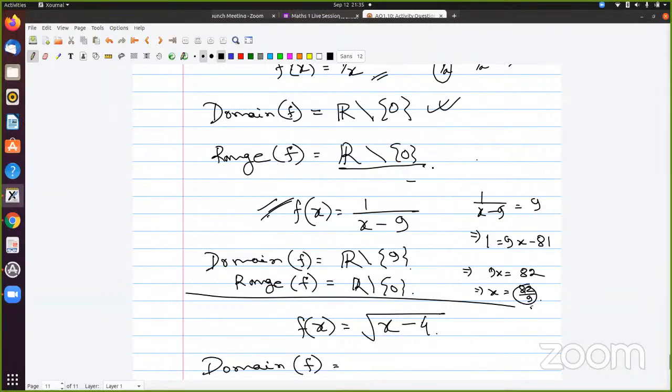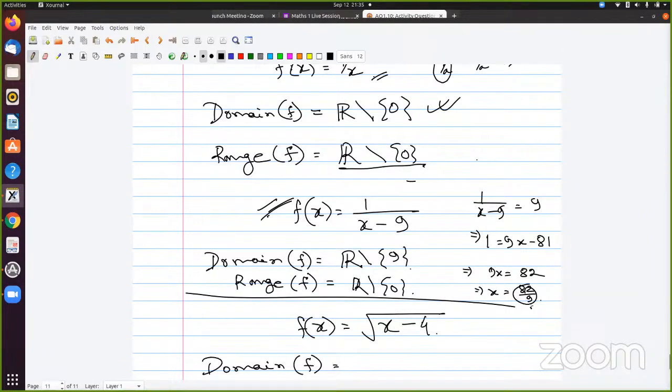1 by x minus 9. What is the domain for that? Domain is all the real numbers except 9. Is it clear to everyone? Yes, sir. I can give any input, only I have to take care when the denominator is not 0. Right? That is one thing. So any real number except 9. Okay?